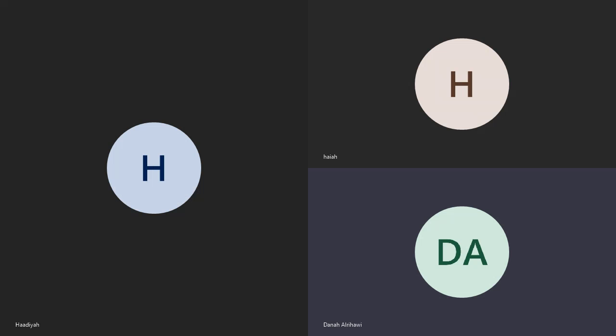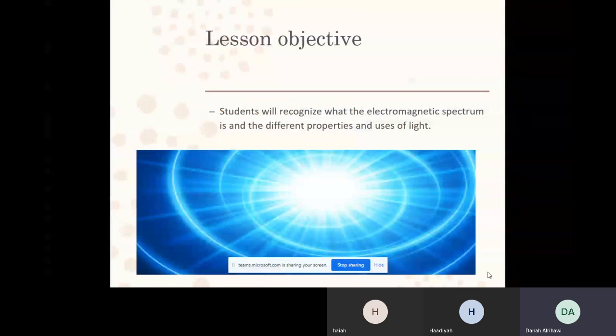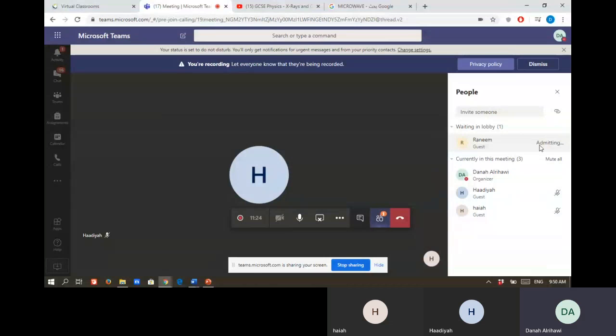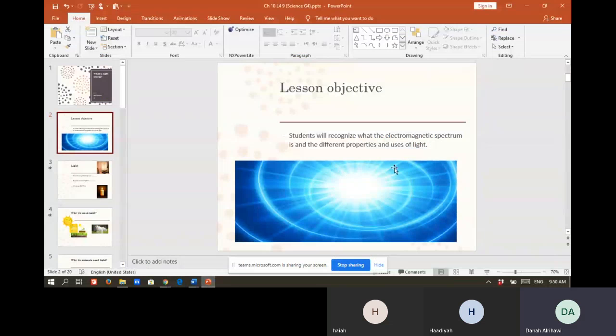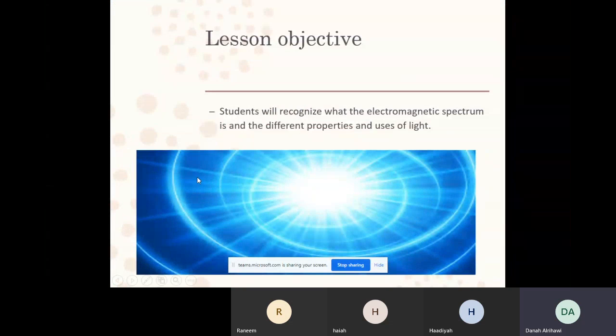Grade 4. Today we are going to talk about light waves and light energy. As we said, light energy is the energy that helps us to see, but light energy is transferred from one object to another object through a medium, or we can say through a substance, by waves. The light waves just move in straight lines.